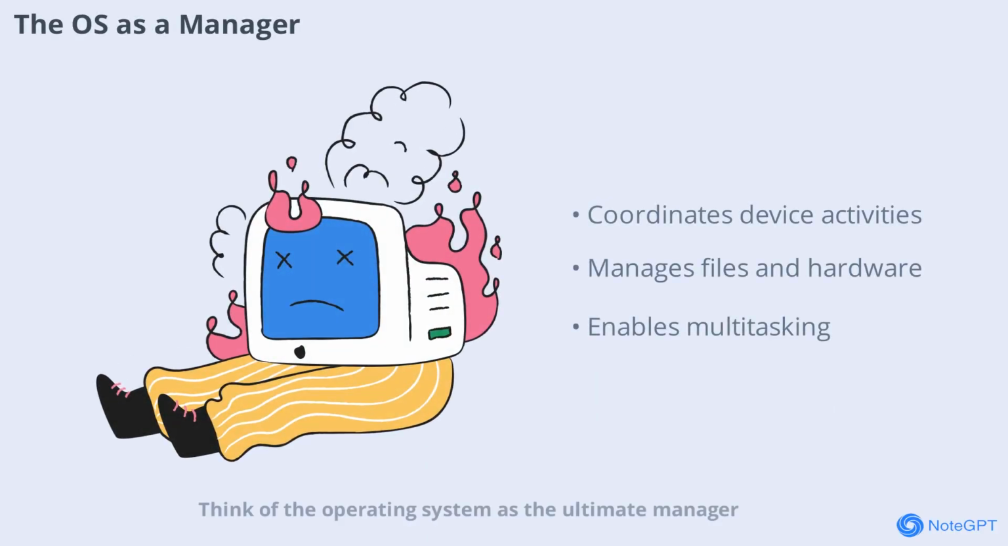Think of the operating system as the ultimate manager. It's responsible for coordinating all the activities happening on your device. From running applications to managing files and controlling hardware like your keyboard, mouse, and screen, the OS keeps everything in order. It ensures that each program gets the resources it needs without interfering with others. This management role is crucial for multitasking, allowing you to browse the web, listen to music, and write documents all at once without your computer crashing.